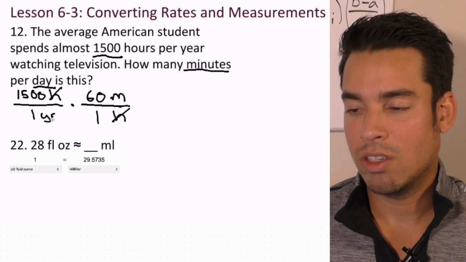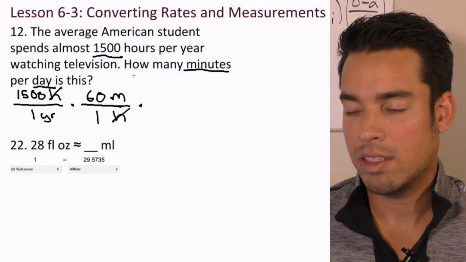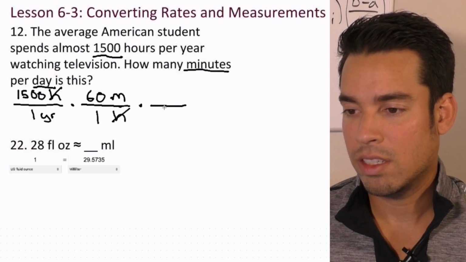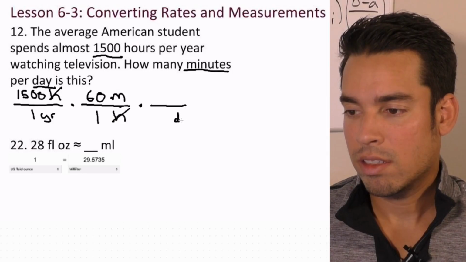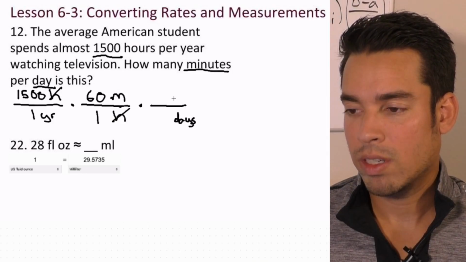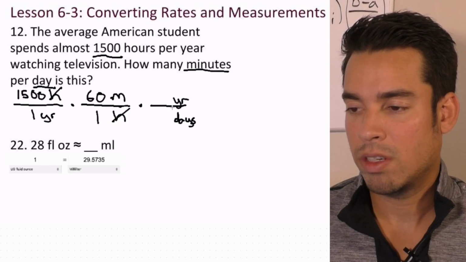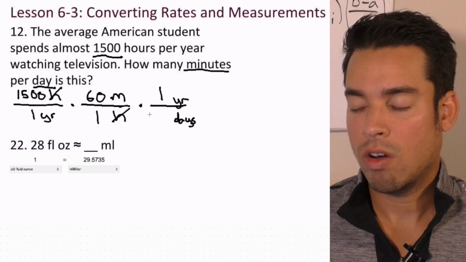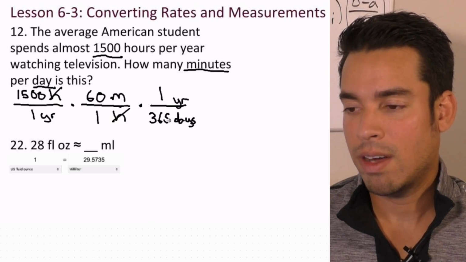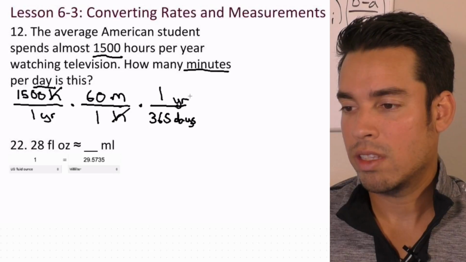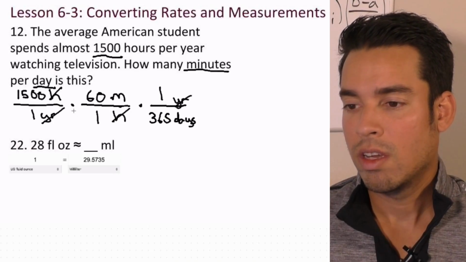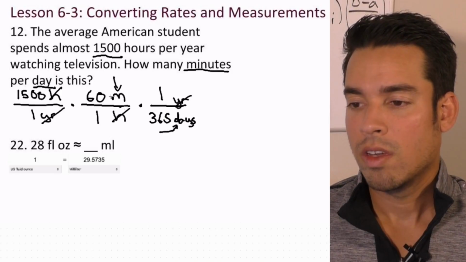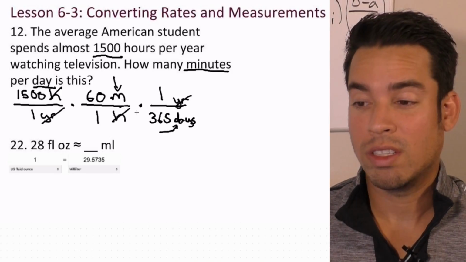If I want to change this year into days, well, first of all, let's set this up again like this. We want days to be our new unit down here, and we want to get rid of years, so we put the years up here. For 1 year, how many days are there? There are 365. Hopefully you know that. Guess what? Now these guys are gone, right? The years are gone. Now what we have left is minutes and days. Now we just carry out this multiplication and we're good to go.